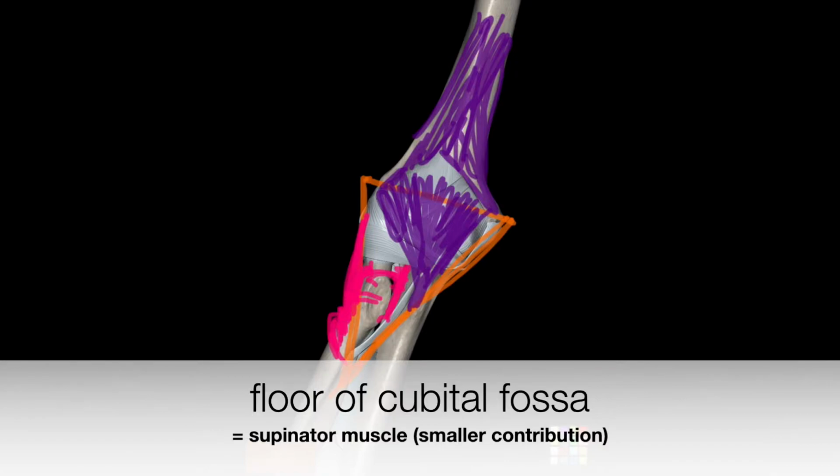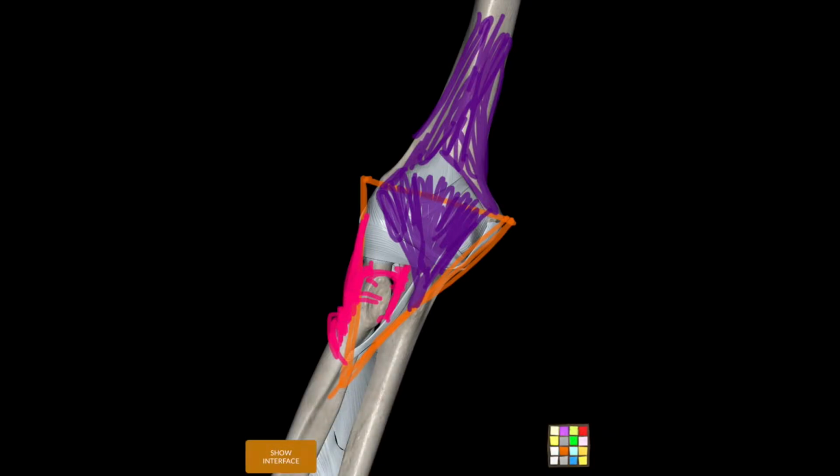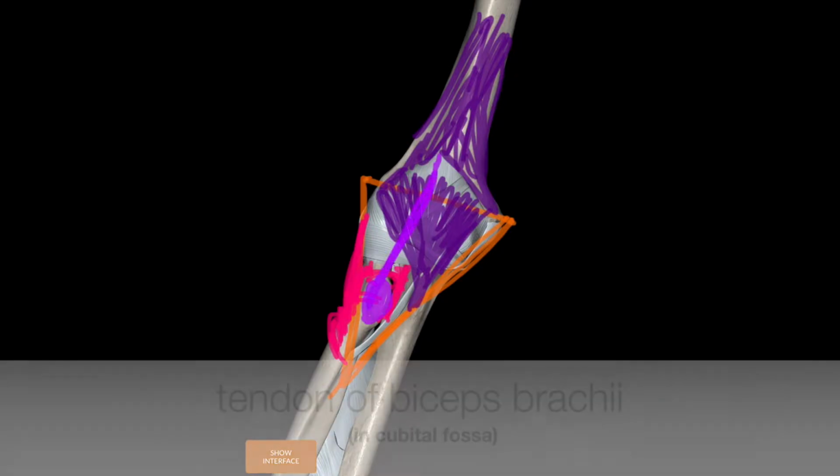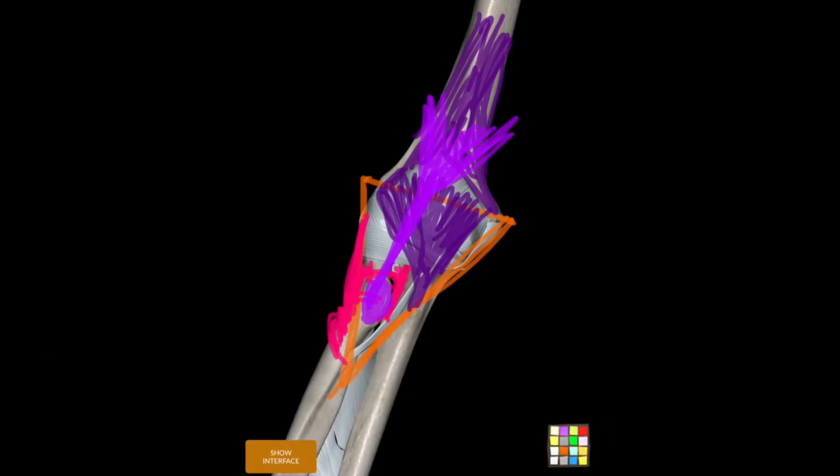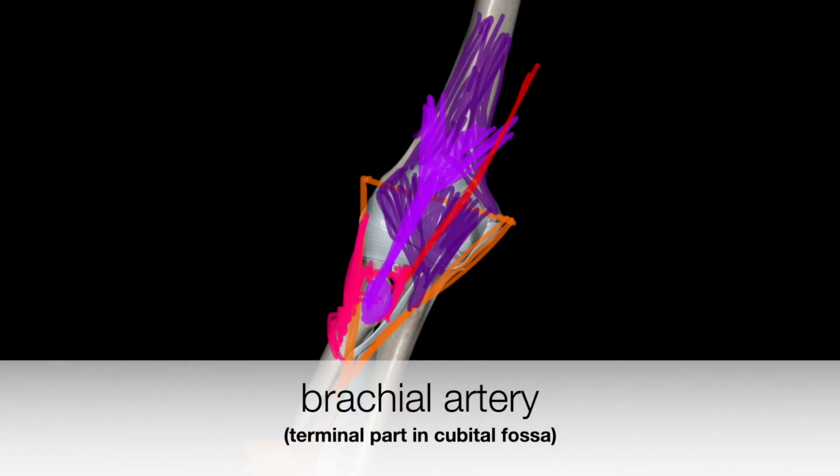The contents of the cubital fossa consist of the tendon of biceps attached here at the radial tuberosity, a cord-like tendon which eventually expands up into the muscle belly. Medial to that is the brachial artery, which enters the cubital fossa, divides near the apex of the triangle into its terminal branches, the radial artery and the ulnar artery.